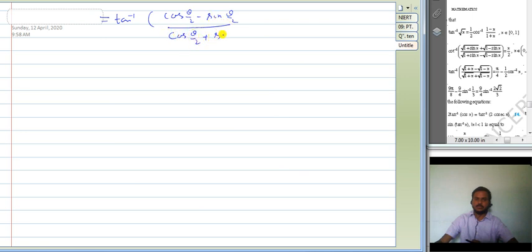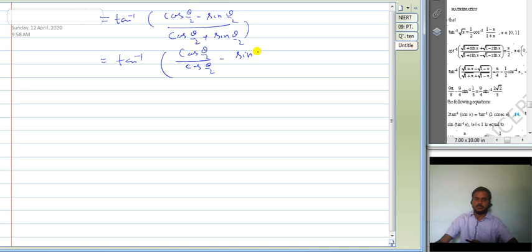Whenever we come across this form, I need a formula for tan here. So what you do, divide both numerator and denominator by cos theta by 2. This is a fixed procedure for dealing with tan, sin and cos. Divide both numerator and denominator by cos theta by 2.